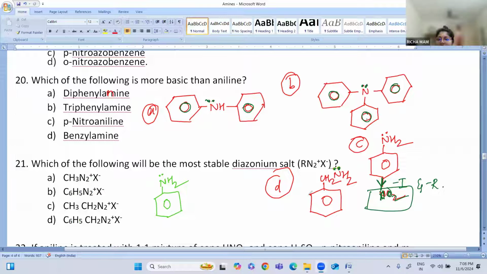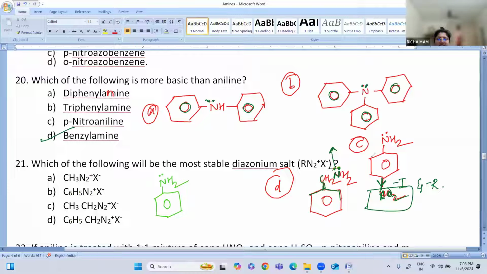There is no benzene ring attached directly, right? Your NH2 group is not directly attached to the benzene ring, so these electrons are freely available for donating. Because of that, this is more basic than aniline. Since the nitrogen is not directly attached to the benzene, it will not undergo conjugation. Electron delocalization does not take place, so these electrons are freely available for donating.